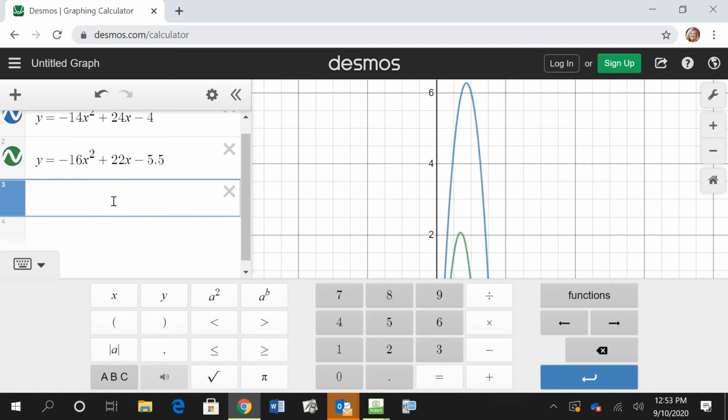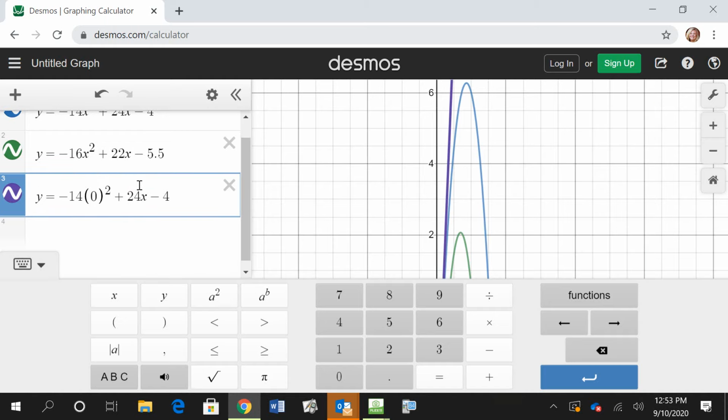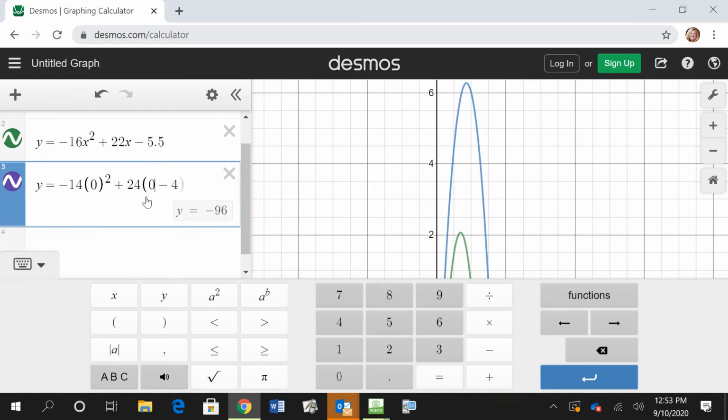So I come to the third graph, and wherever I see an X, I can plug in 0. And it gives me the output. My input was 0, my output is negative 4. I come back here.